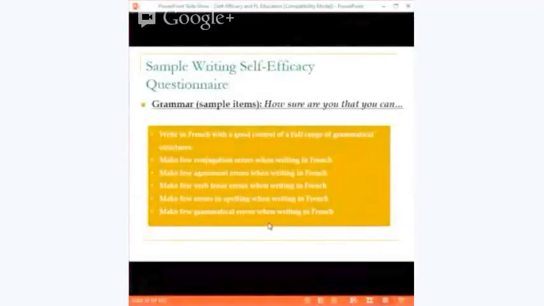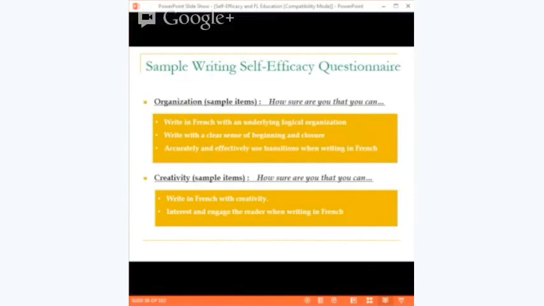Grammar, how sure are you that you can write in French with good control and of a full range of grammatical structures, make few conjugation errors, grammar errors, etc. Organization, how sure are you that you can write with an underlying logical organization, write with a clear sense of beginning and closure? And creativity, how sure are you that you can write in French with creativity and interest, engage the reader when writing in French? So what we did was we asked the students to complete this at the beginning of the semester, and then at the end of the semester.